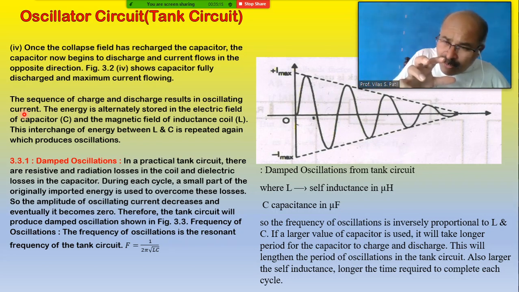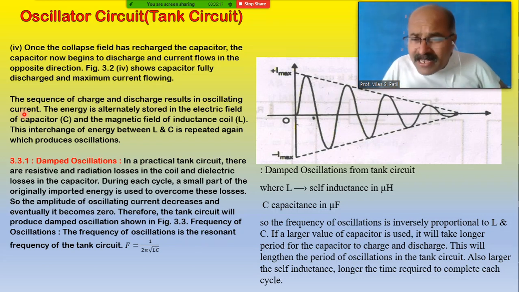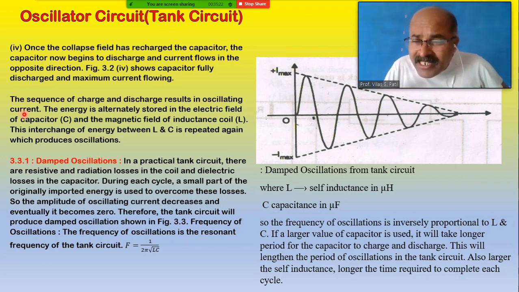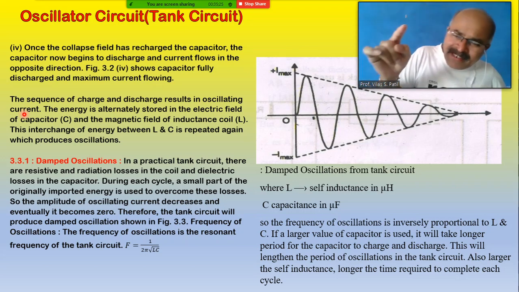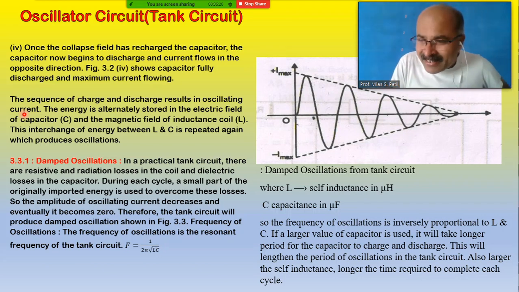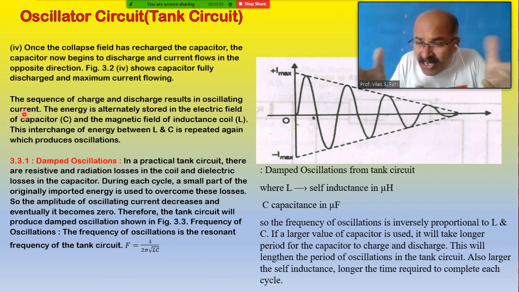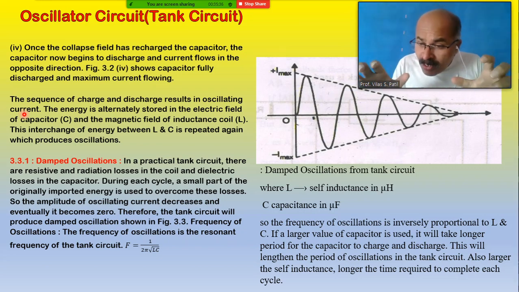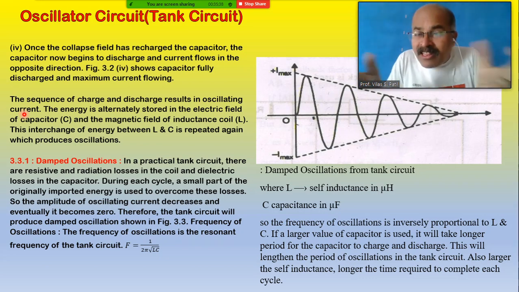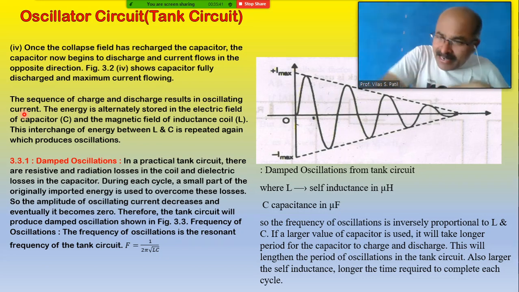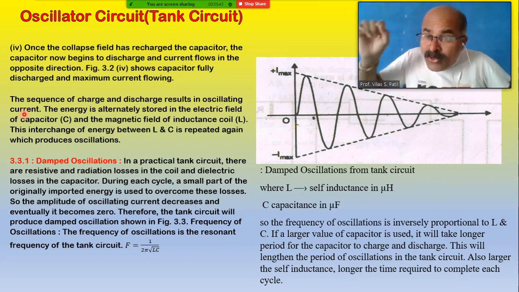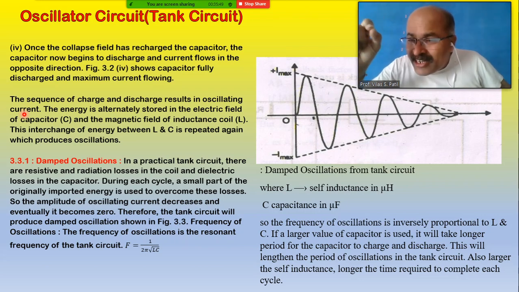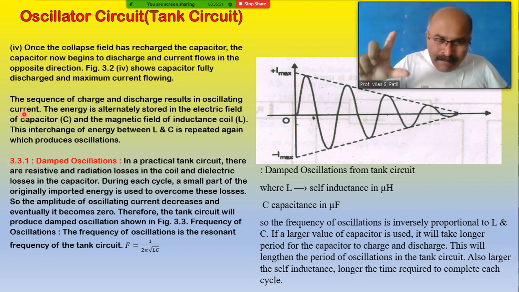Then the magnetic field will collapse. Again it recharges the capacitor. The capacitor charges. When the electrostatic charge collapses, again the capacitor will discharge through the inductance. And this sequence of interconversion of energy between the inductance and capacitor, or the sequence of charging and discharging between the capacitor and inductance, gives the oscillatory signal, the oscillatory motion, about the tank circuit or about the two outputs A and B.